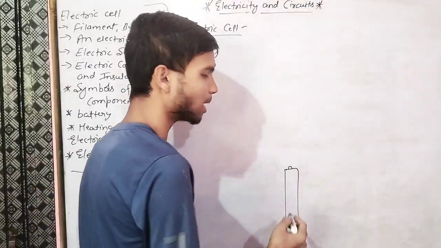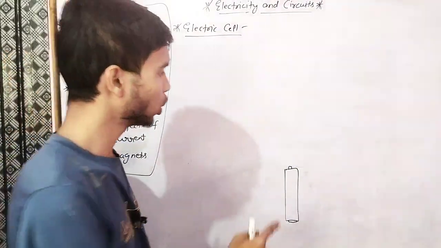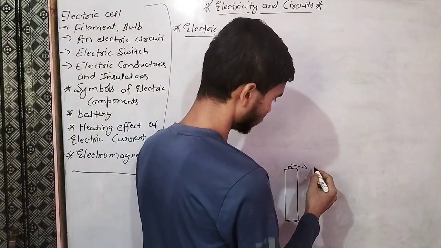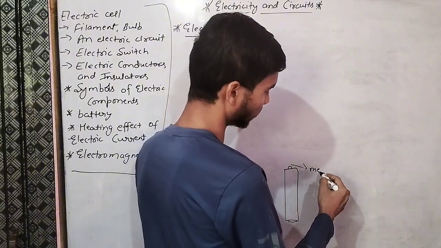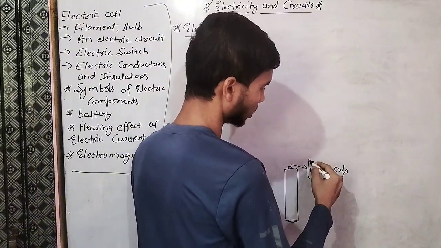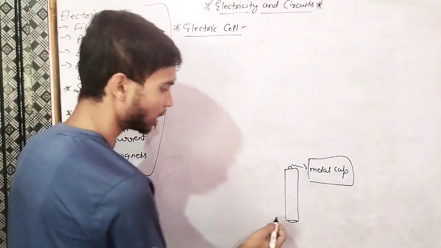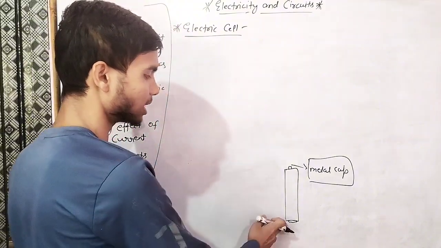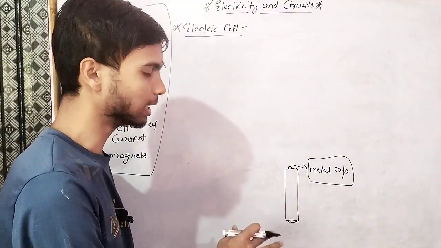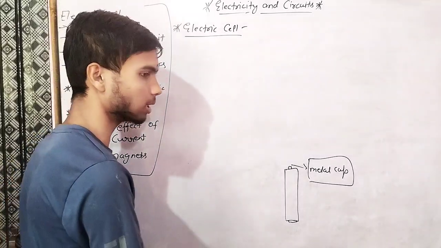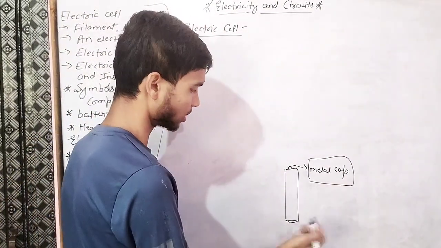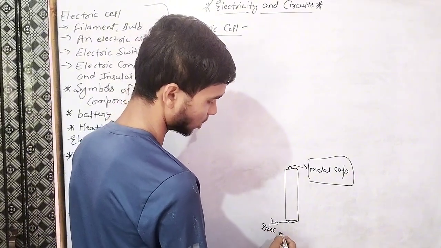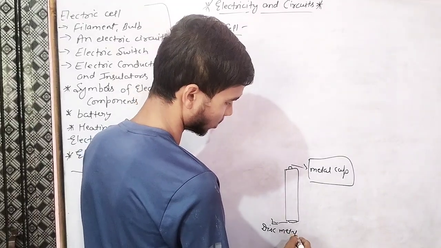Okay, so it is a metal cap. It is made of metal, and it is shaped like a cap. That's why it is called a metal cap. Whereas this is a metal disc, because it is made of metal, and it is flat in shape. So it is a metal disc. Clear?